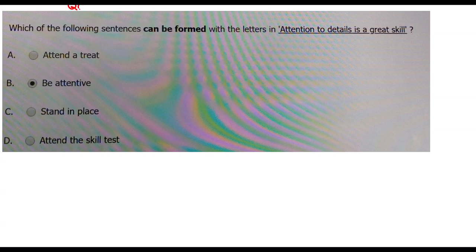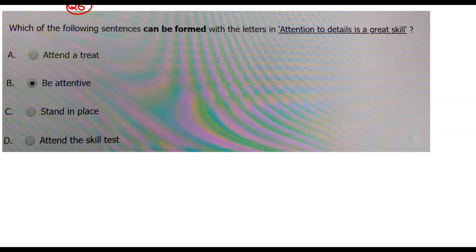Now let's see the sixth question. Before the end, I'll go with that question also. They're asking which of the following can be formed with the letters in the sentence "Attention to detail is a great skill." Using those letters, you can say "attend a treat." Fine, it's okay. And here, "be attentive." This should be formed with these letters only. It should be there in the options. "Stand in place," "attend the skill set."